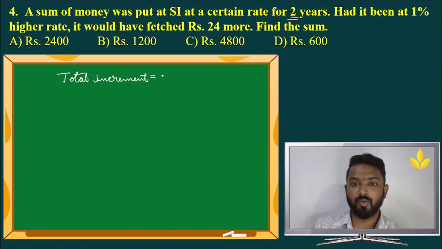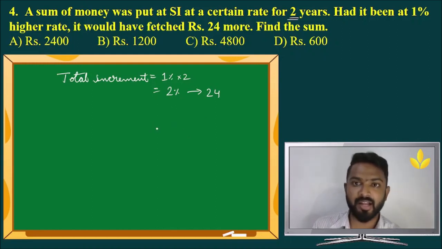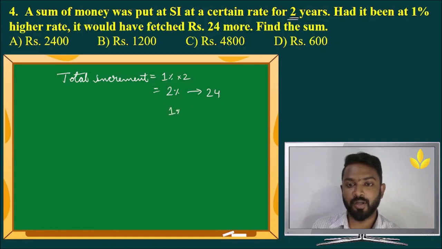is 1% for 2 years. That is equal to 2%. And 2% is equal to 24 rupees. So 100% will be how much? That is the question. If 2% is 24 rupees, then 1% is 12 rupees.